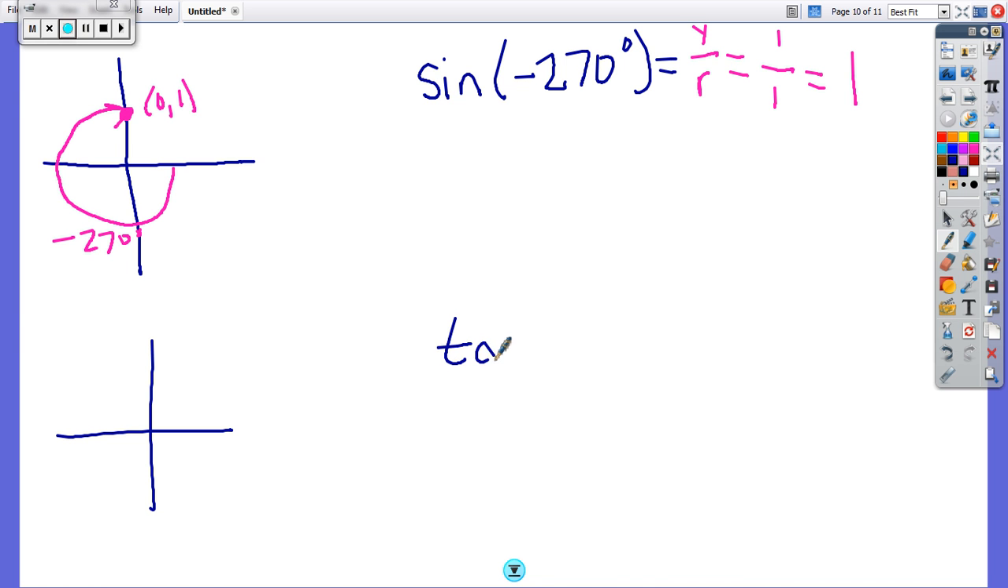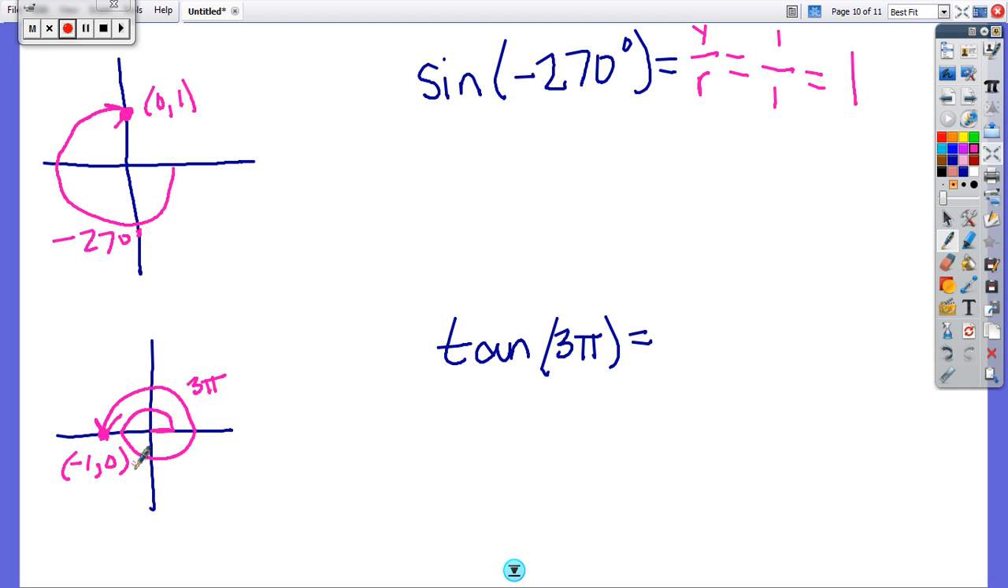This time I want you to find the tangent of 3 pi. Tangent of 3 pi is going to be a little bit different. I'm going to start here at my initial side, and I'm going to go 3 pi's. That's 1 pi, that's 2 pi's, that's 3 pi's. So now this is 3 pi radians. I've gotten all the way to this point right here, and I can see that this point is (negative 1, 0).